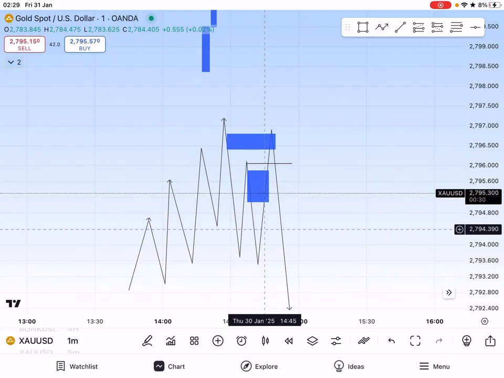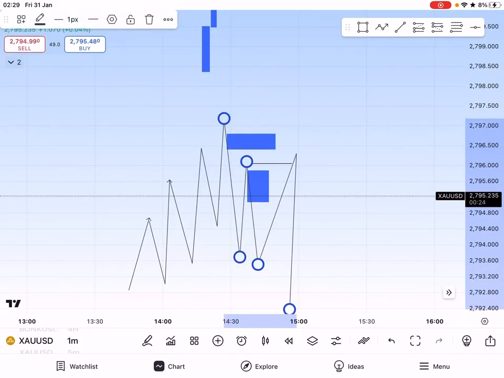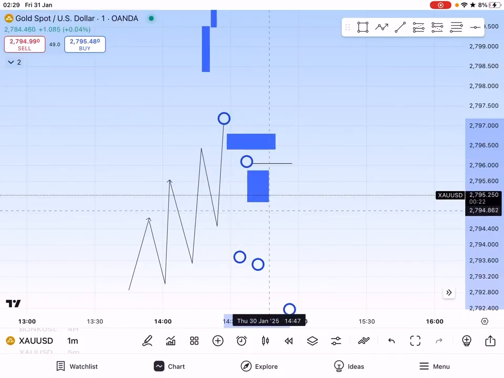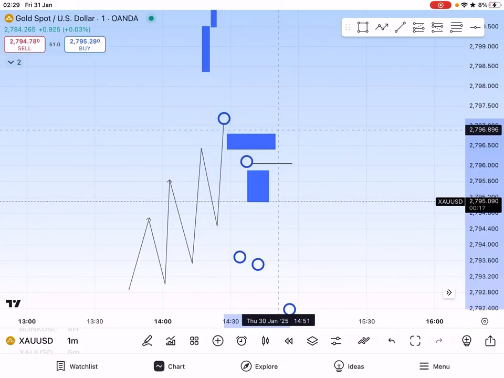So in simple terms, when price is coming to take out inducements, you want to see that move.